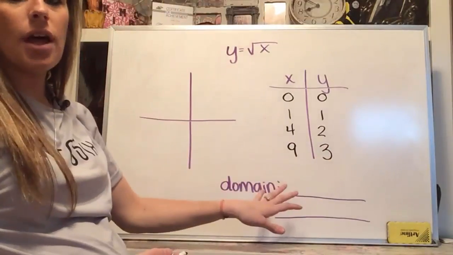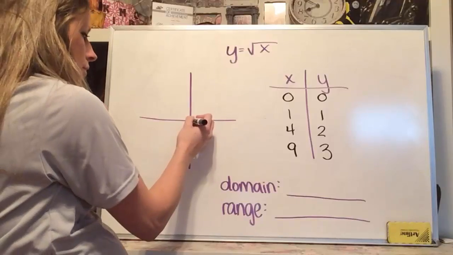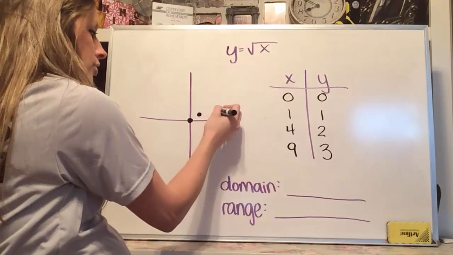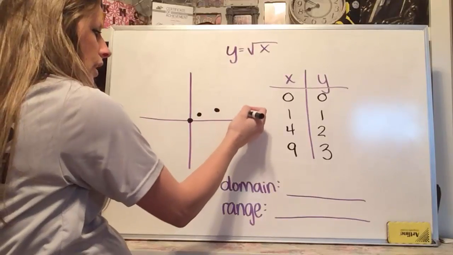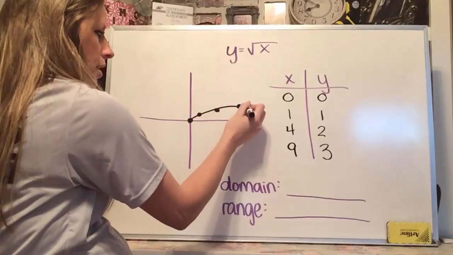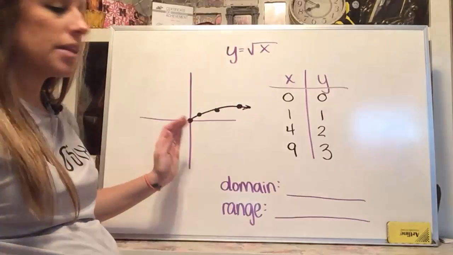So I want to plot these points: (0, 0), (1, 1), (4, 2), and (9, 3). And yours will probably look a lot better. But it looks something like this. It has a curve.